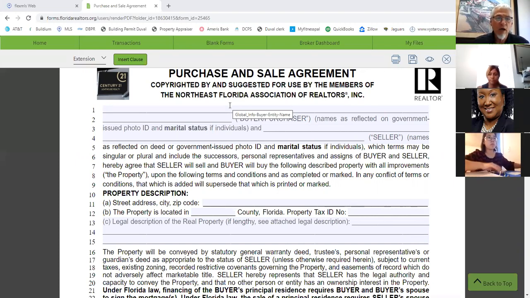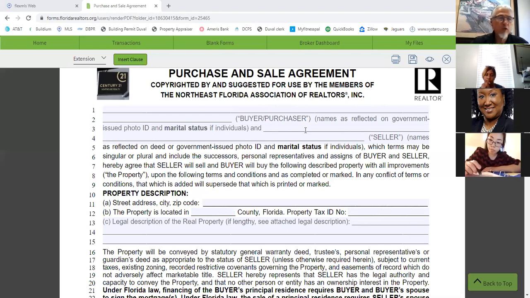Okay, so that's something that title can talk to them about. How do they want to take title, or you can tell them. If it's just two individuals and they're not married, then they can only get tenants in common. They can't get tenants by the entirety, and there are benefits to tenants by the entirety because it avoids probate. And it's asking for the marital status. If they are a married couple, you would put John Smith and Delane Smith, a married couple.